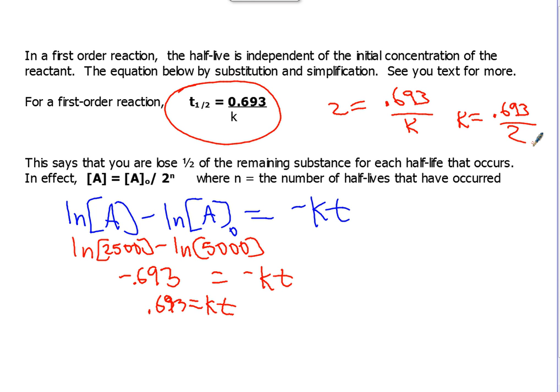Which is different than OK, because that is absolute zero, right?